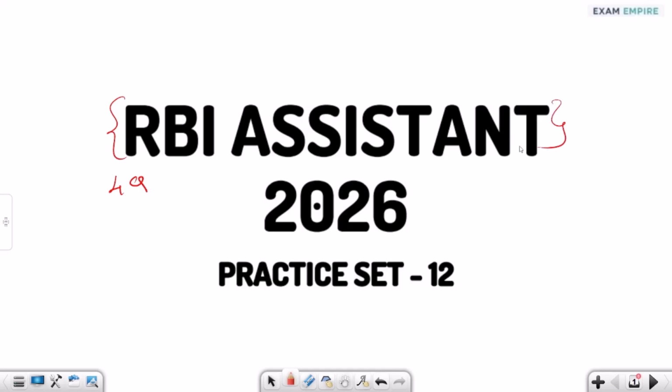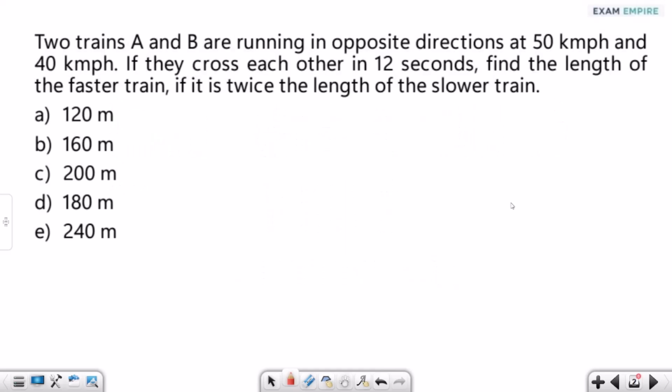Without wasting much time, let's jump into the first one. Try to solve this by yourself. Hope you would have solved. Now let's solve this particular question. Two trains A and B are running in opposite directions at 50 km per hour and 40 km per hour.